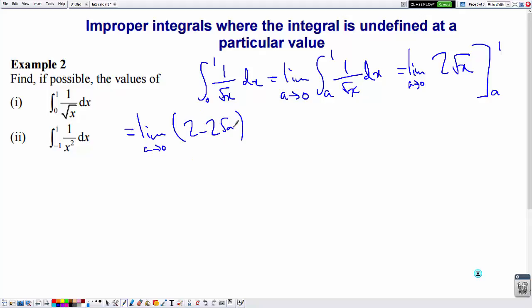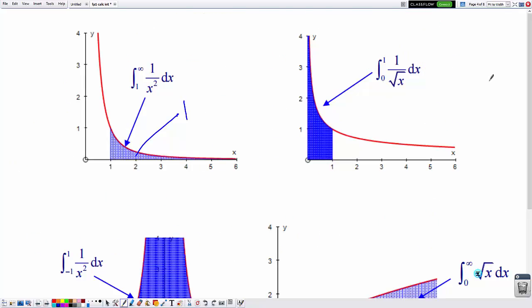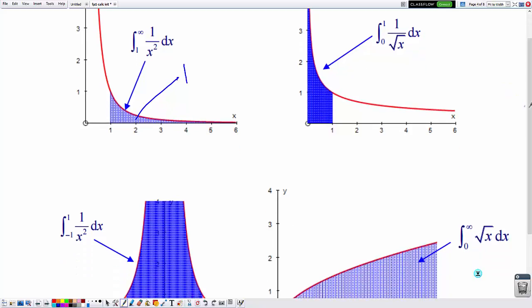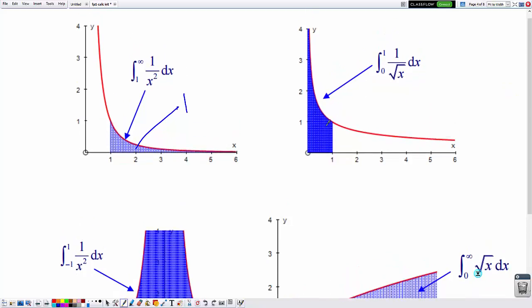Now let's work out this limit. As a tends to 0, first of all, this 2 is unaffected. There's no a here. And this bit, as a gets smaller and goes to 0, so does root a. So this goes to 2 times 0, which is just 0. So this is just equal to 2. So this integral is equal to 2. And let's go back to our graph to see what this means. I think the one we just did was this one. So this area here has a value of 2.